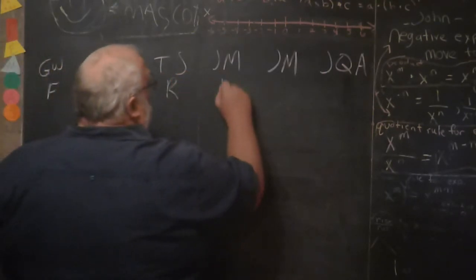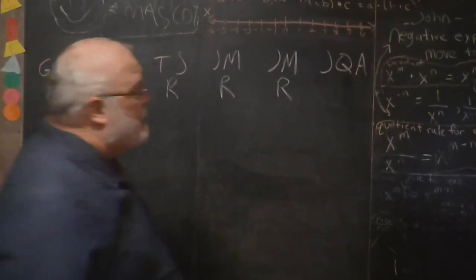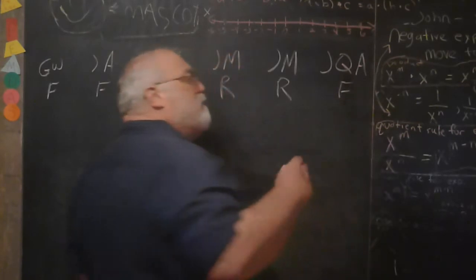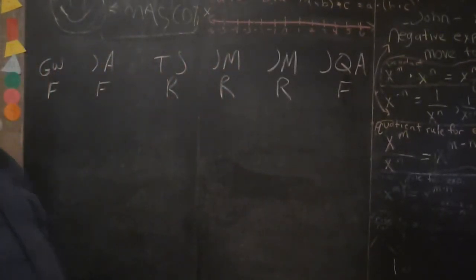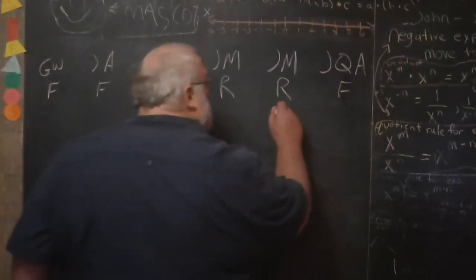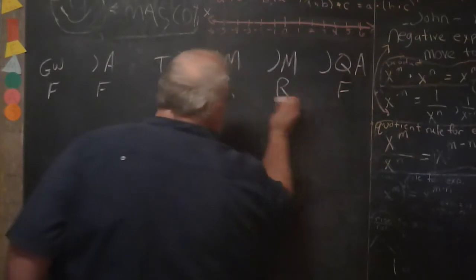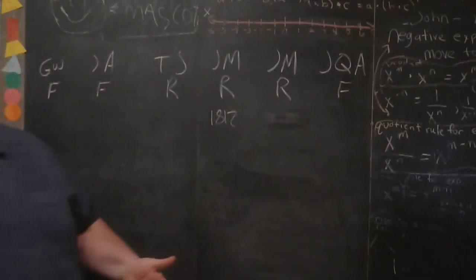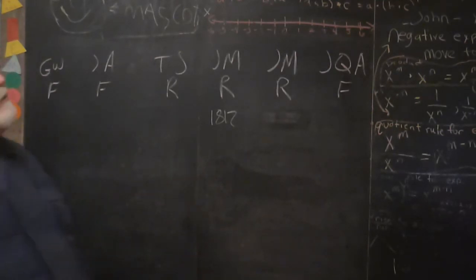Jefferson, Madison, and Monroe would have identified as Republicans. John Quincy Adams would have been the remnants of the Federalist Party. After the War of 1812, the Federalist Party, the group who calls themselves Federalists, lose most of their political clout.